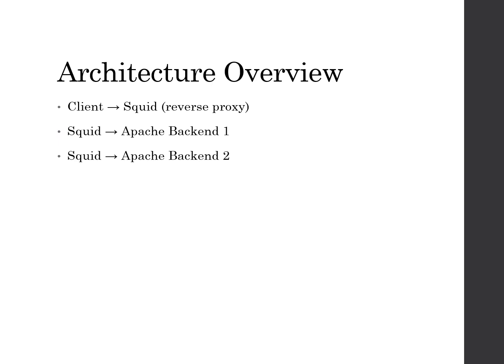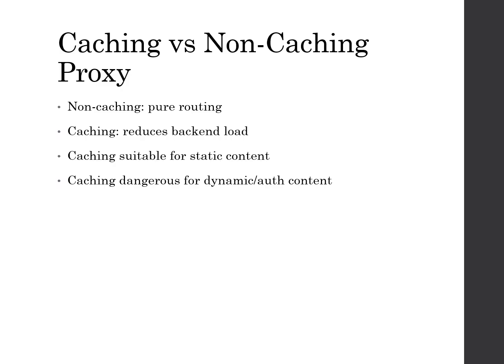Now, in our lab, we're going to have it so that the client, or Squid, is going to be our reverse proxy. And there's going to be two backend servers that it'll route to, backend server 1 and backend server 2. Keep that in mind, that it's going to route this way. But we're going to end up assuming that this is similar to what you might see out in the wild.